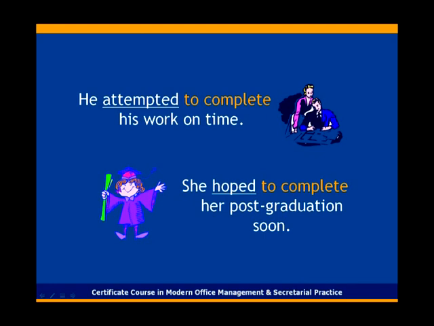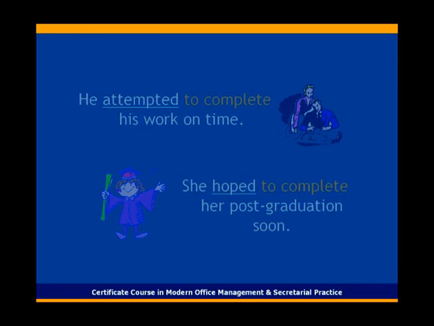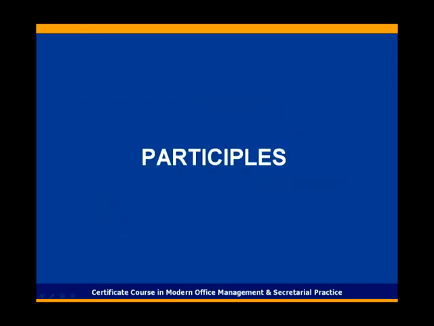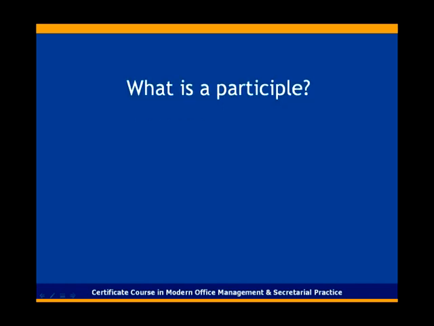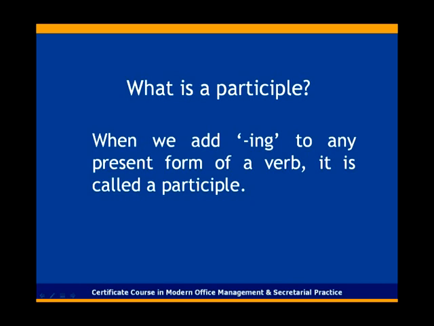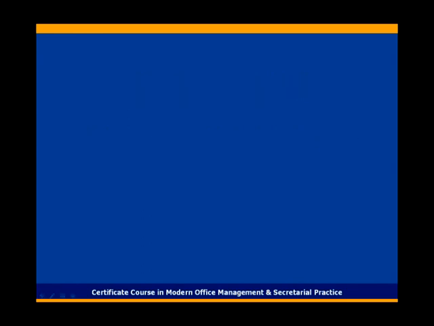Participles. What is a participle? When we add ing to any present form of a verb, it is called a participle. You have already had some experiences with participles in the continuous forms of verbs under lessons 3 and 4 on tenses.